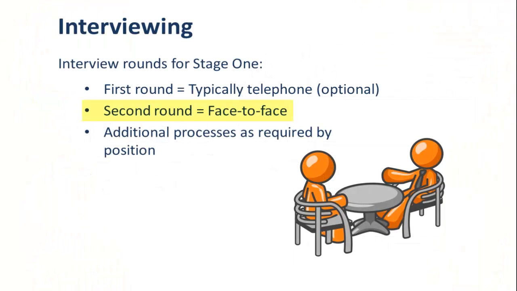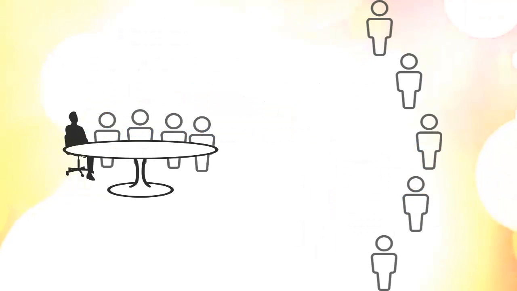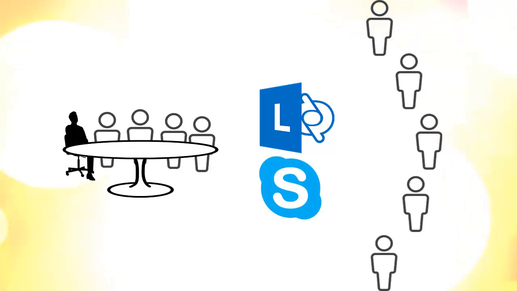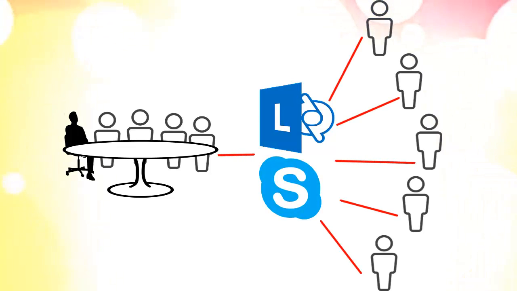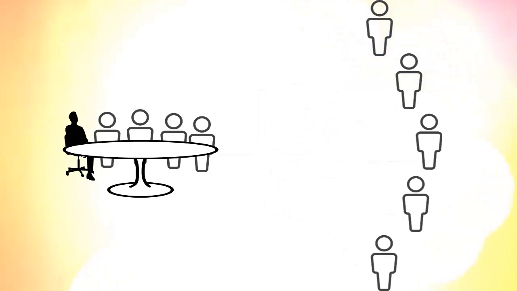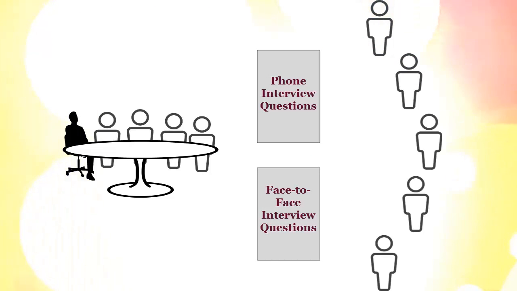For face-to-face interviews, equitable processes are intentional. If one applicant cannot make a face-to-face meeting, a virtual interview format like Link or Skype can be used as a substitute. The important consideration is that all applicants must be interviewed using the same mode, either all in person or all virtual. A separate question list will be used for face-to-face interviews other than the one used for phone interviews.